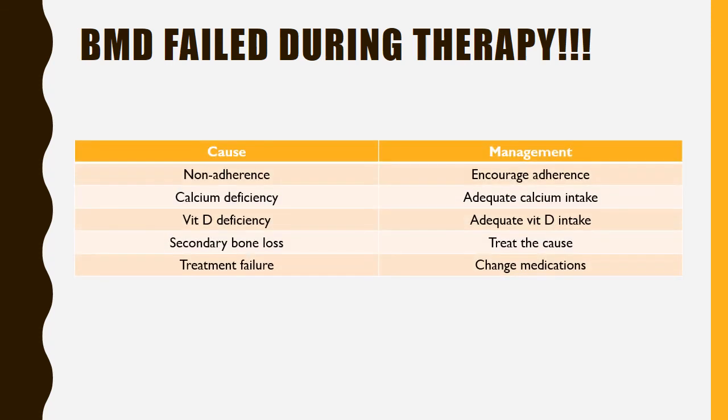BMD failed during therapy. Causes and management. Causes: non-adherence, encourage adherence. Calcium deficiency, treated by adequate calcium intake. Vitamin D deficiency, treated by adequate vitamin D intake. Secondary bone loss, treat the cause. Treatment failure, change medications.